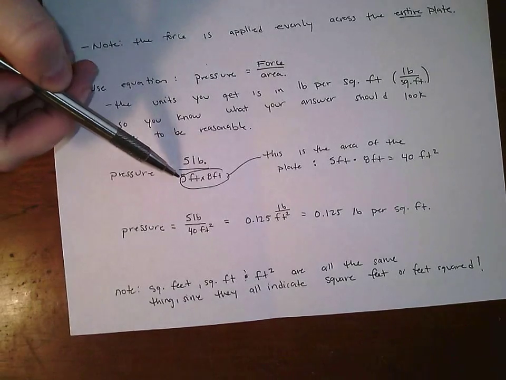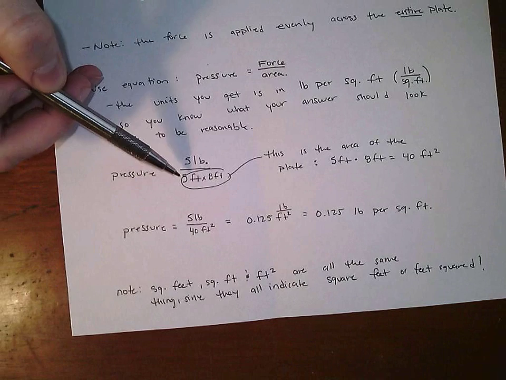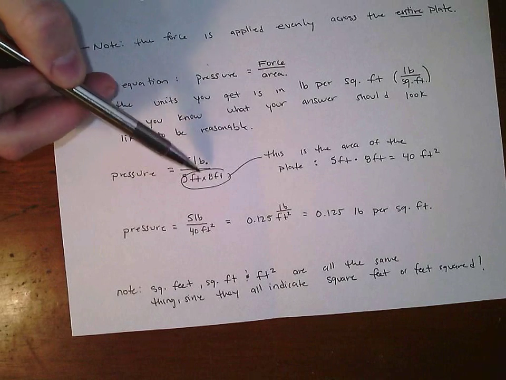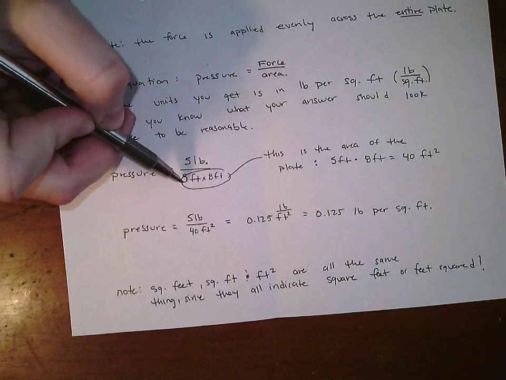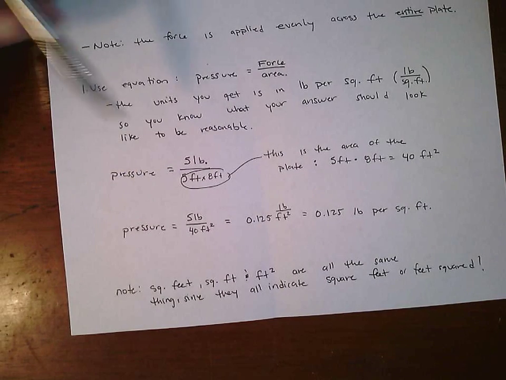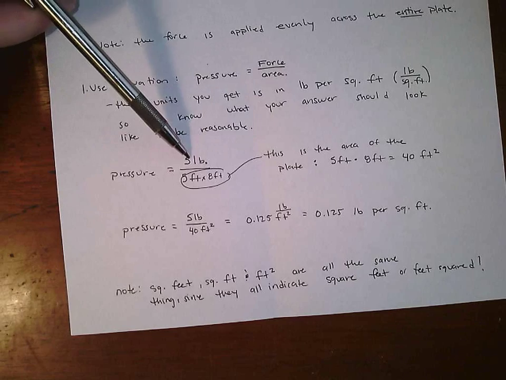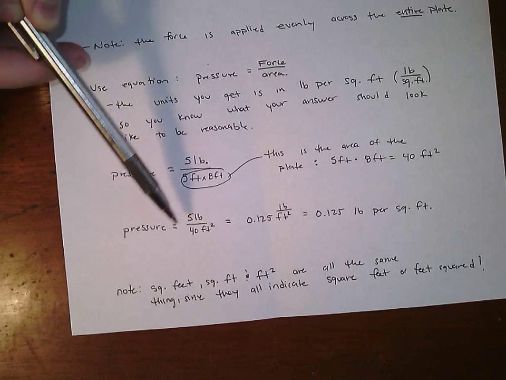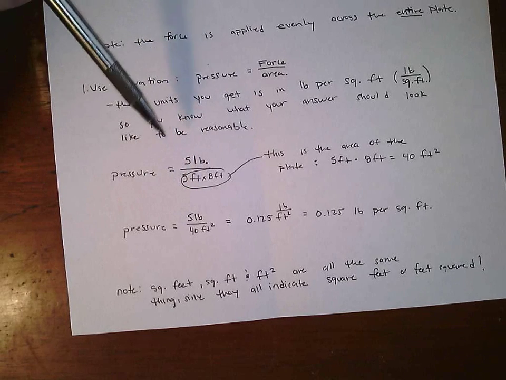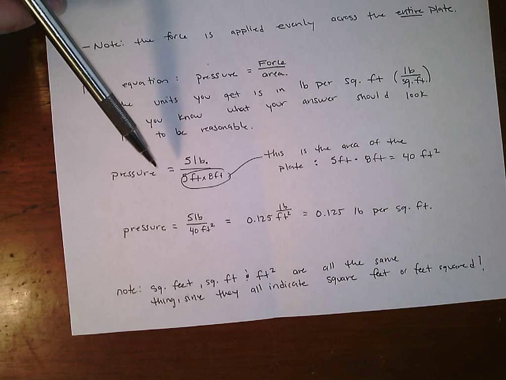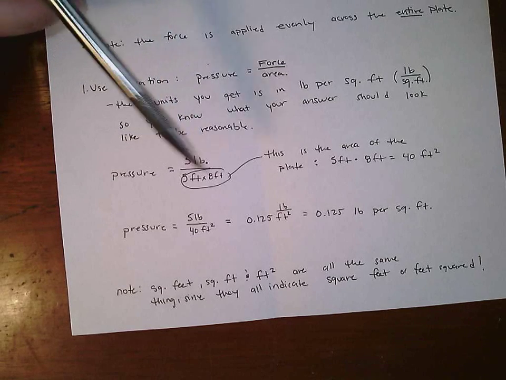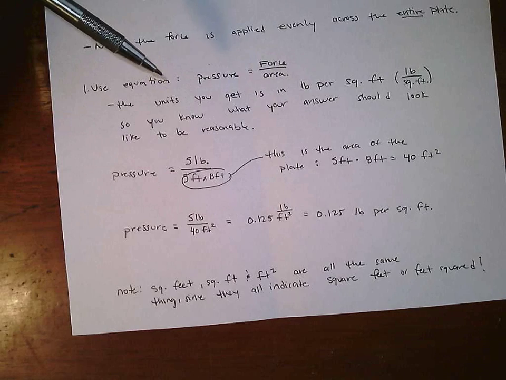And to determine the total area, you multiply the length times the width of the plate, in this case 5 feet times 8 feet, and then you solve this equation so that it's 5 pounds divided by 40 feet squared total, and that the pressure is 0.125 pounds per square feet.